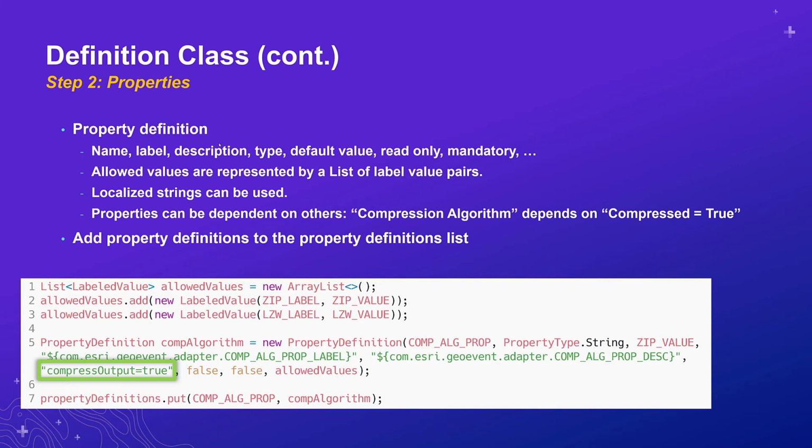Once a property is defined, we have to add it to the properties definitions list. So that's how you would create properties, and you would repeat this multiple times for the different properties that you have in your definition.